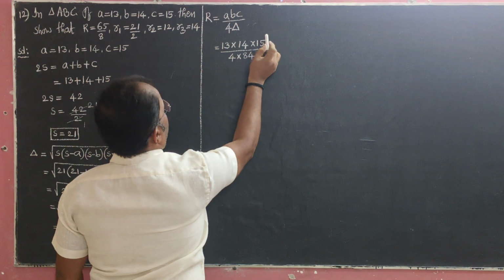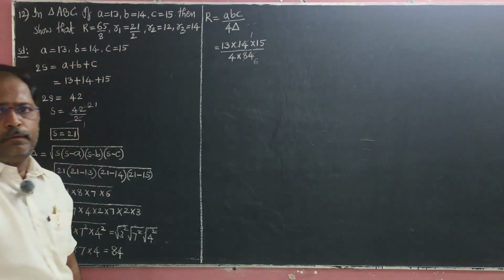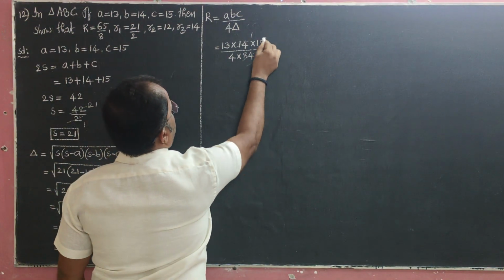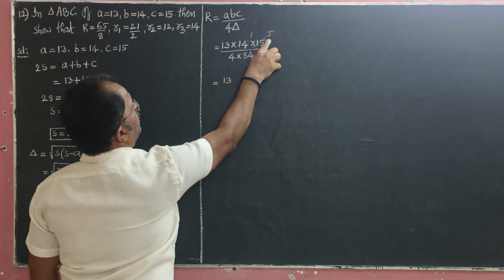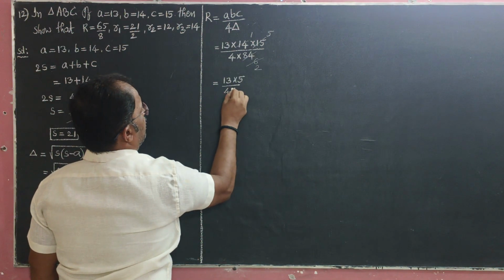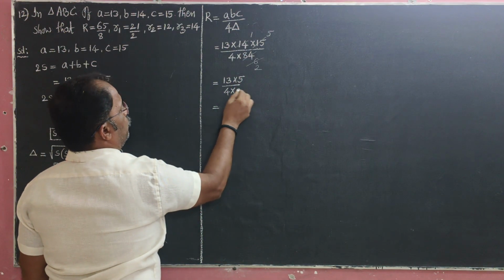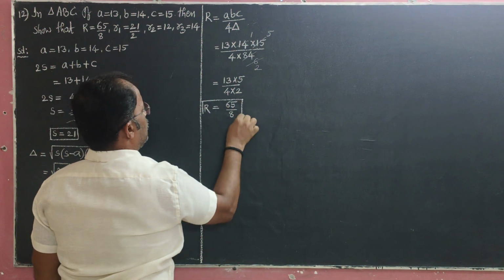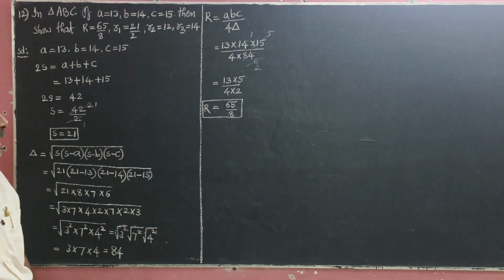Next, see, 14 ones are 14, six are, clear. 14 1 and 14 6, and next one 2 3 2s are 3 5s are, clear. See, remaining is 13, into 5 is remaining, and what is the denominator? 4 is remaining, into 2 is remaining, clear. So 13 into 5 is 65, and 4 into 2 is 8. So which is equals to capital R. So capital R value 65 by 8 completed. Clear? 65 by 8 also completed.